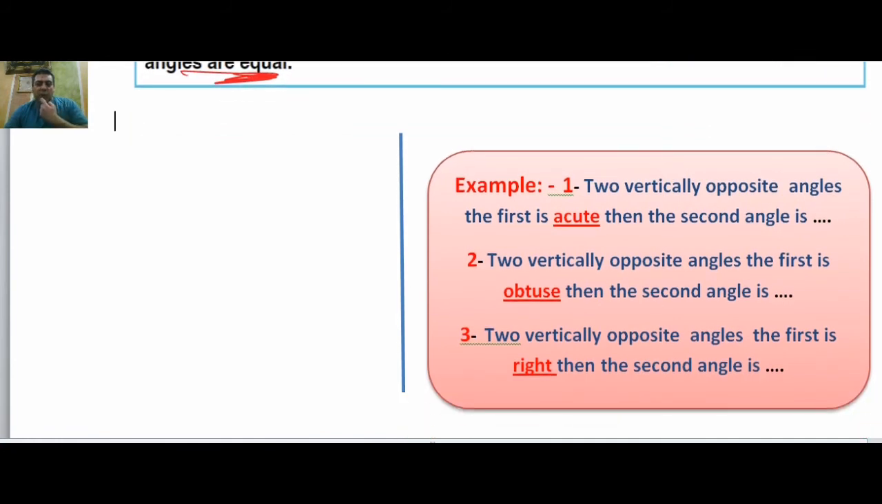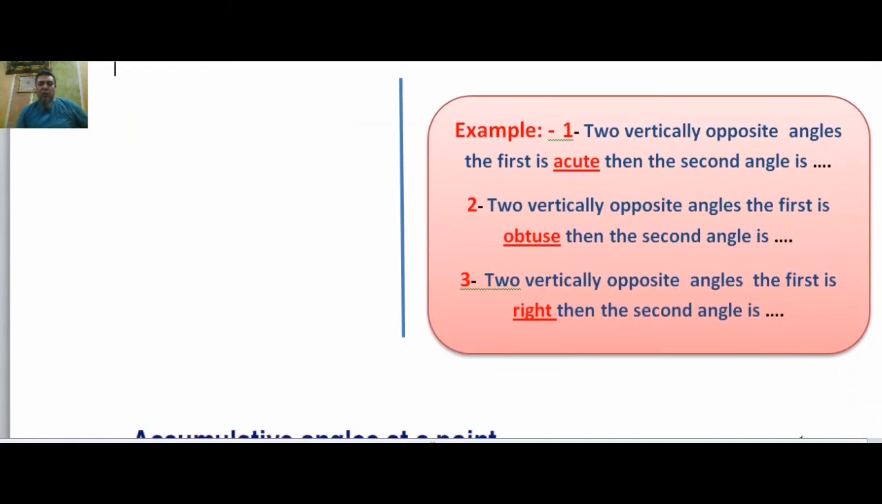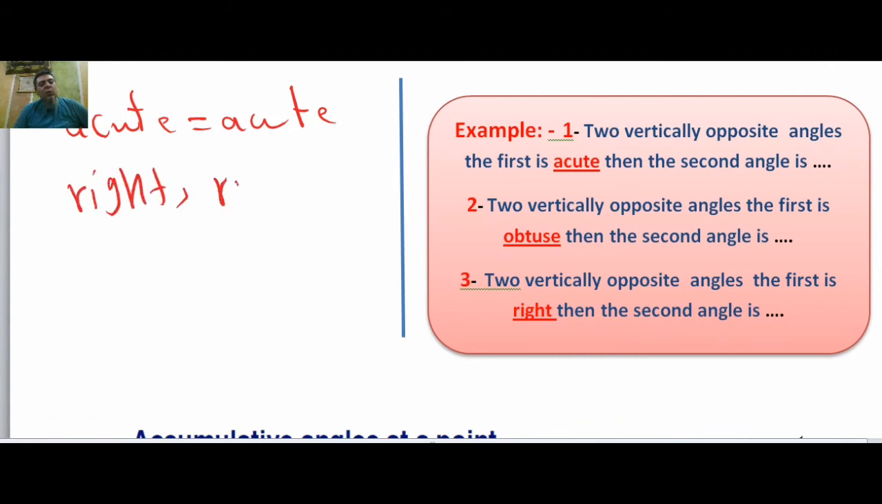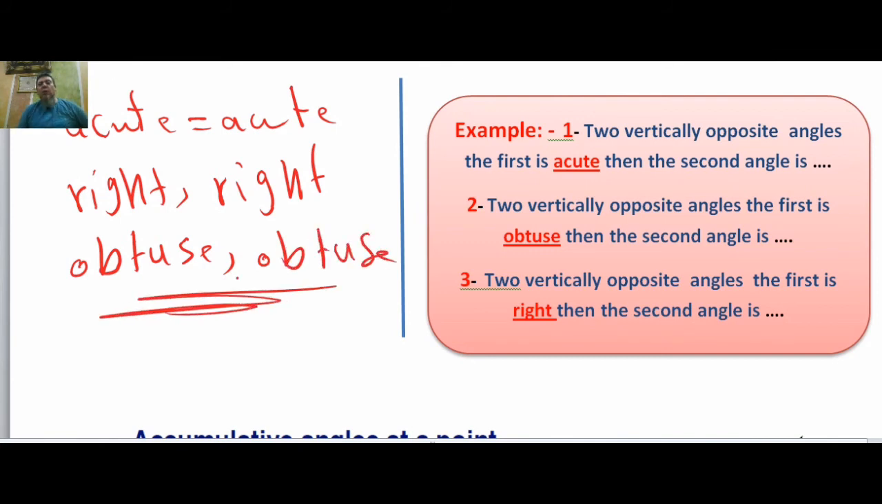If one of the two vertically opposite angles is acute, the other, the opposite, is acute. If the first angle is right, the opposite is right also. If the first is obtuse, the opposite angle is obtuse. Why? Because they are equal in measure and equal in type.